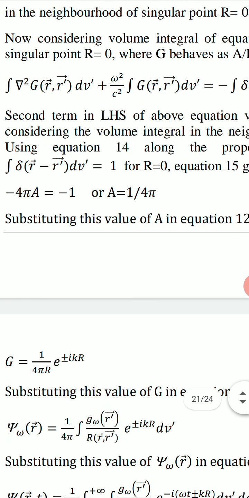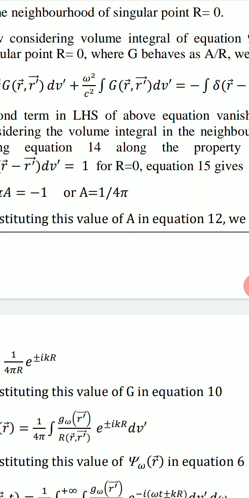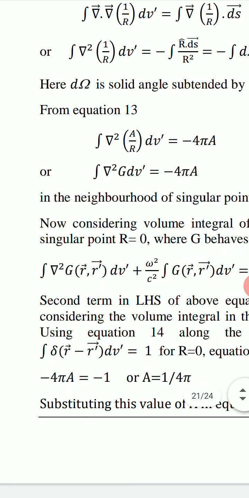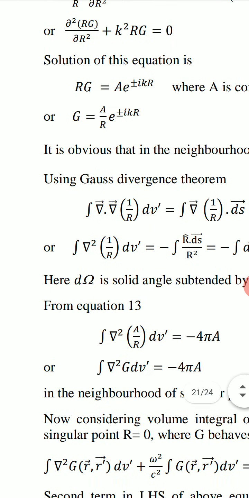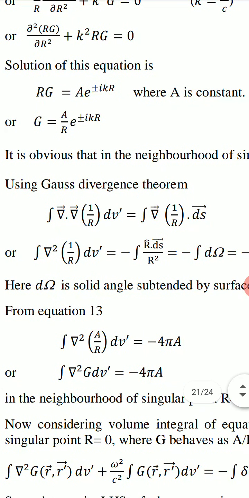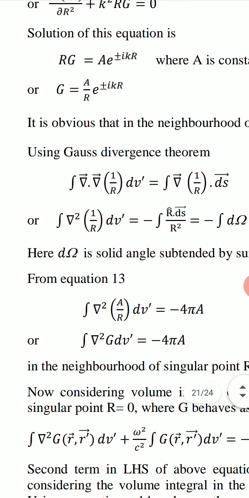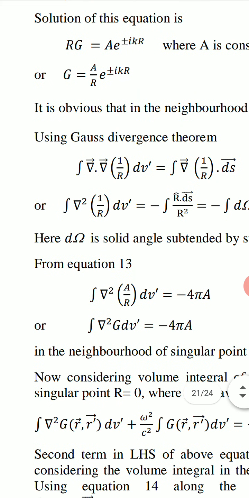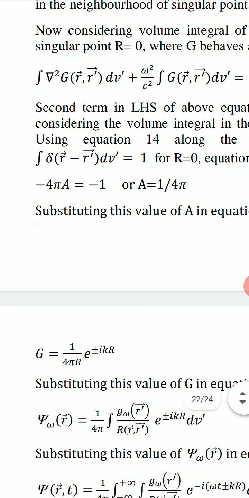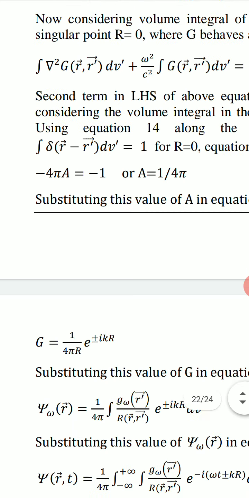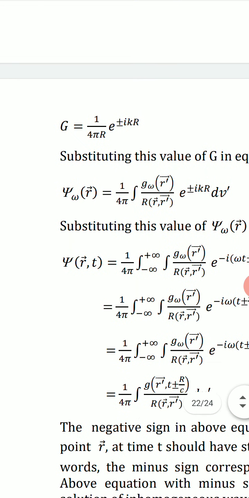So this constant a is equal to 1 upon 4 pi. This constant a appears here, where this solution for g is g equal to a upon r e to the power plus minus I k r. Here a was the constant, and value of this constant is now determined as equal to 1 upon 4 pi. Substituting this value of a in that equation, we have expression for g as equal to 1 upon 4 pi r e to the power plus minus I k r.